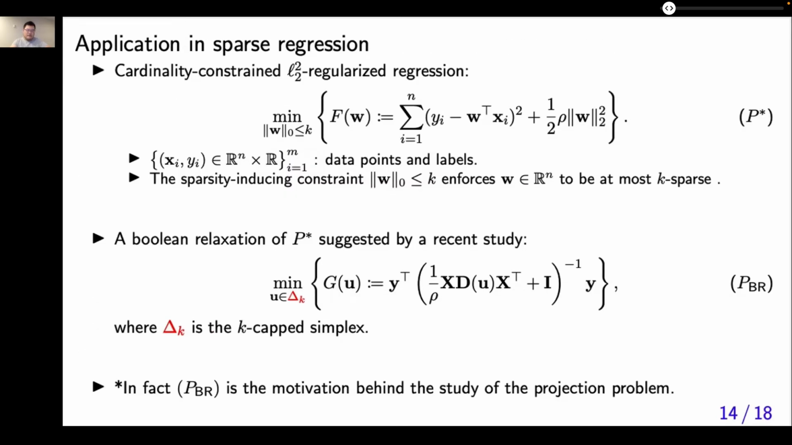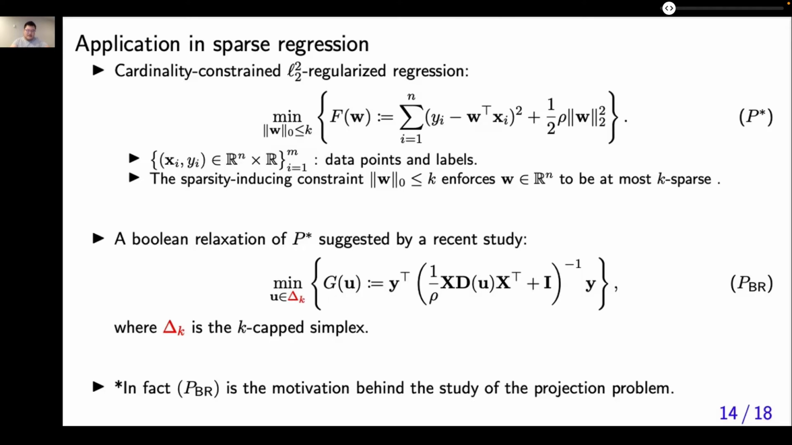And lastly, we'll talk about the application in sparse regression. In bioinformatics, there's a problem called P star here. That is the first equation in the slide. And this is called a cardinality constrained L2 square regularized regression, which finds some application in bioinformatics, especially in, say, gene identification. So basically, it's a sparse regression problem.